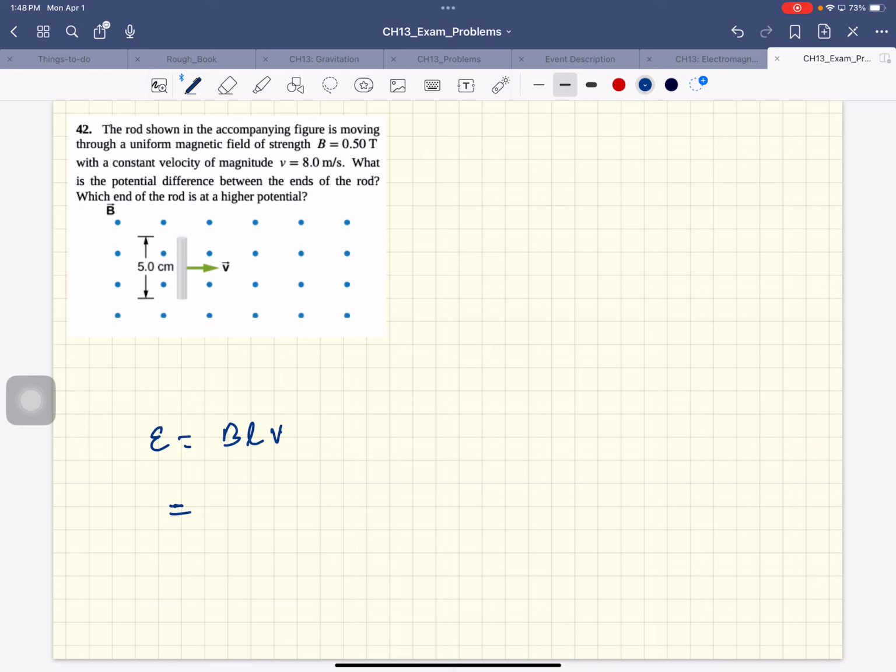And that's 0.5 Tesla. The length of the rod is 5 centimeters. And the velocity is 8 meters per second. So that's 4 times 5 is 20. Okay. So 0.2 volts.